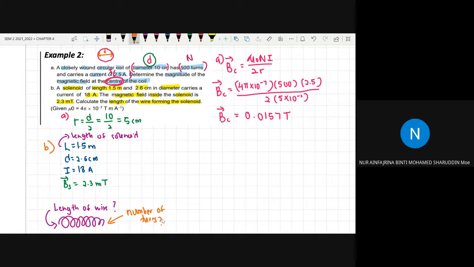Number of turns. In order to get the length of the wire, you need to know the number of turns first. Okay, tak apa. This one says magnetic field inside the solenoid. So when it says inside, we won't use the formula for the end of the solenoid. We use the formula for the center of the solenoid. So when the word inside is used, it means the center. So we use this formula, which is mu naught Ni over 2R.